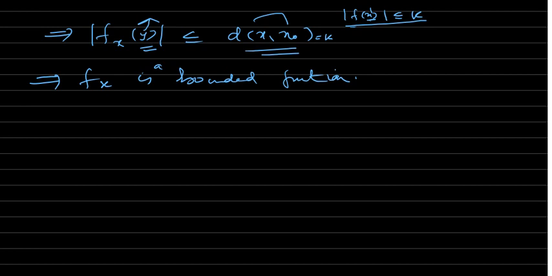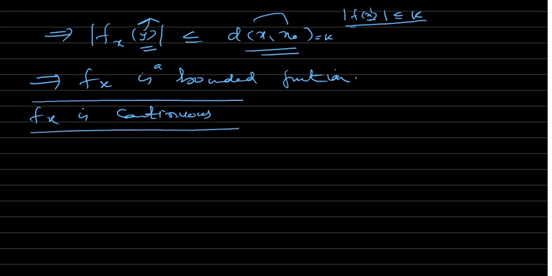Now next we check it's a continuous function. So f_x is continuous. In fact we will see that it's actually a Lipschitz function, not only continuous. It's a Lipschitz type function, which is stronger than continuous. So what we do, we'll try to show that it's actually a Lipschitz function.